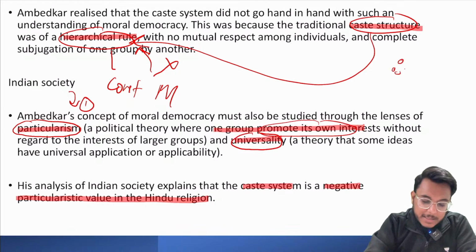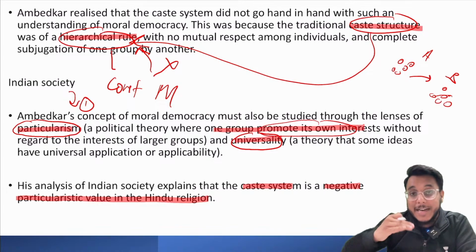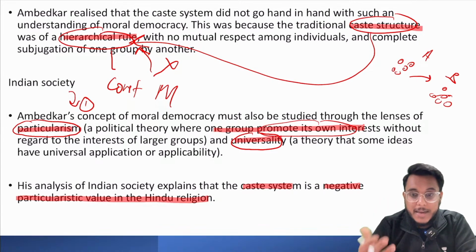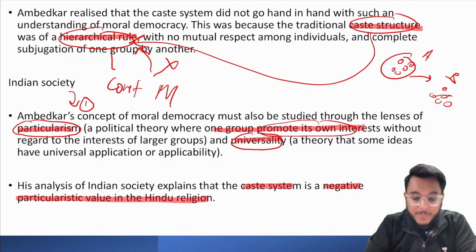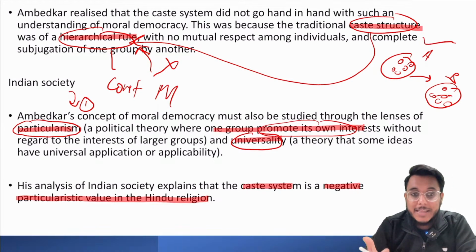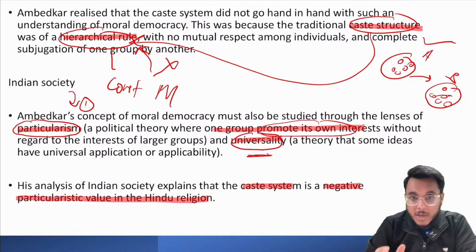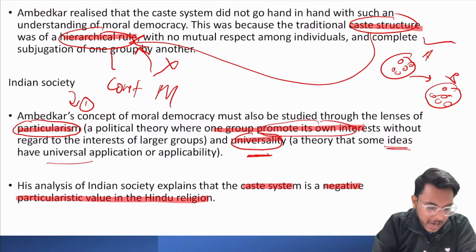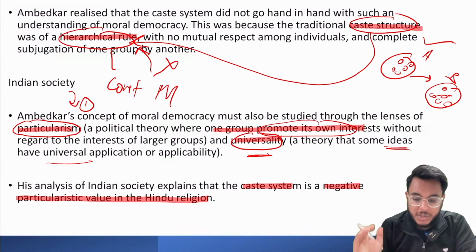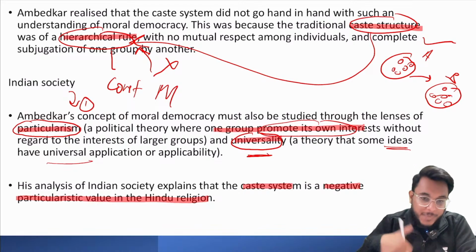For example, let's say this is one group and this is another group. We can call them group A and group B. Group A will promote its own interest. They will say that our interests are more superior, more refined, and B's interests are not that superior, so A's interests should be given more priority. That is particularism. And then there is universalism, or universality. Universality means that certain ideas are applicable in all situations, in all circumstances, at all places.